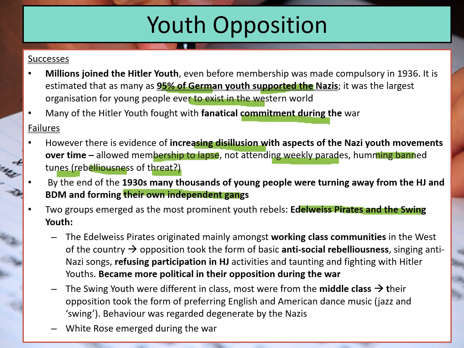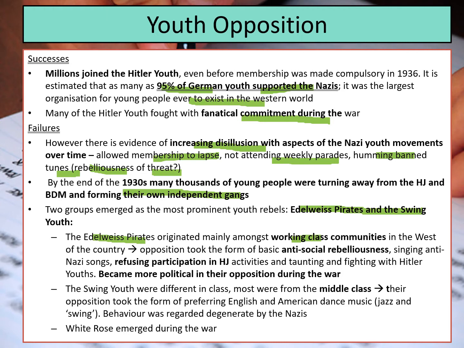So the first group to know about is the Edelweiss Pirates, which is a collection of different mini groups who've just been given that collective name. It wasn't one official gang that had formed. These originated mainly amongst working class communities in the west of the country, and they would do things like singing anti-Nazi songs, refusing to participate in Hitler Youth activities, and fighting with members of the Hitler Youth.